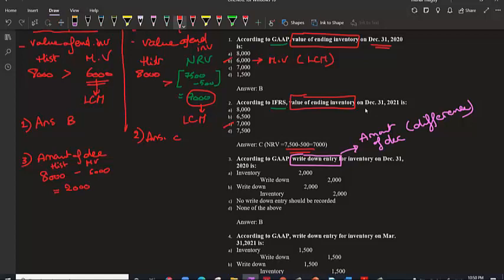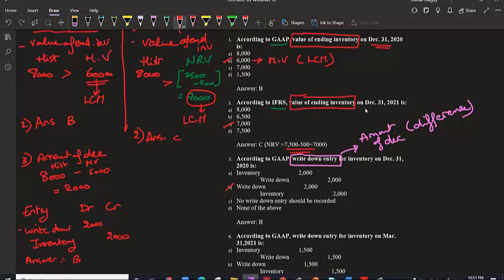So we're going to report the entry. We've got here the debit and the credit. We're going to record in the debit the write down by 2,000, and the inventory we're going to decrease in the credit by 2,000. So the answer is choice B.